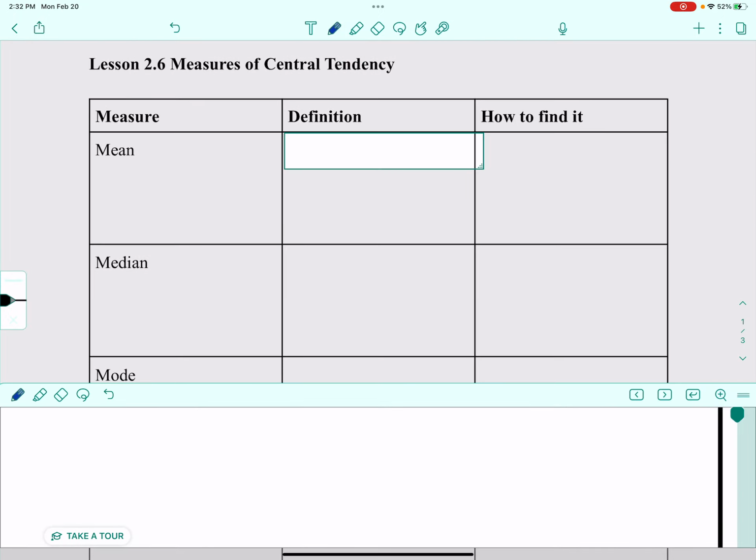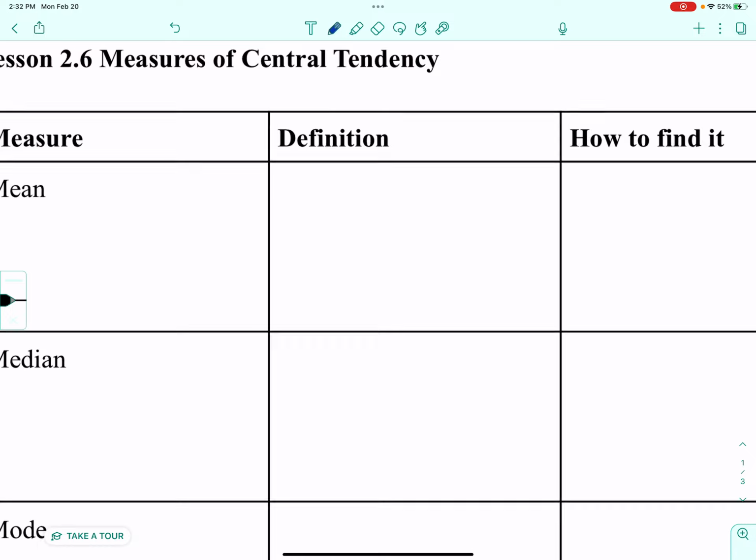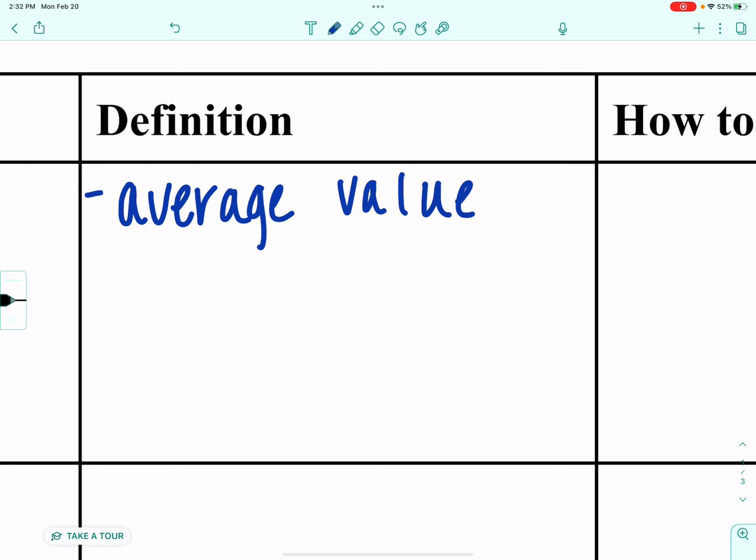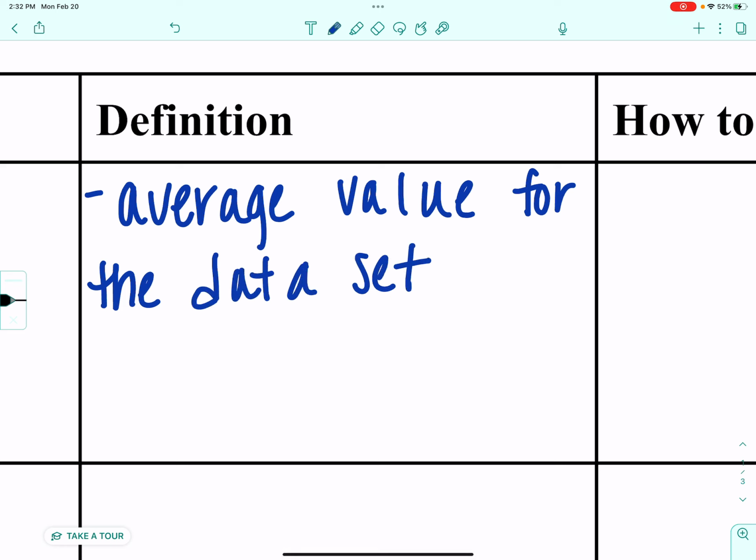We're going to jump in with the mean. Mean is one that I know you've talked about before. You may just need a little bit of refresher. The mean is the average value for the data set. This is the value that sort of centers the data set, but it can be misleading.